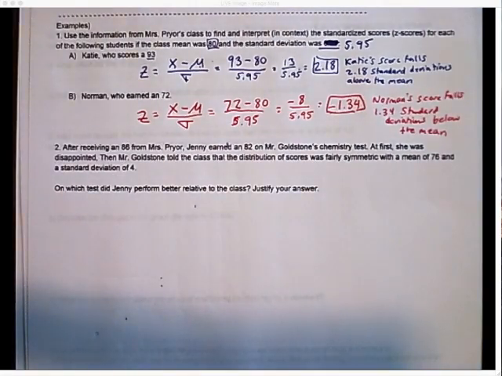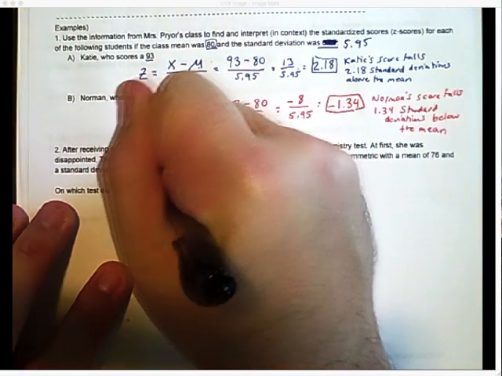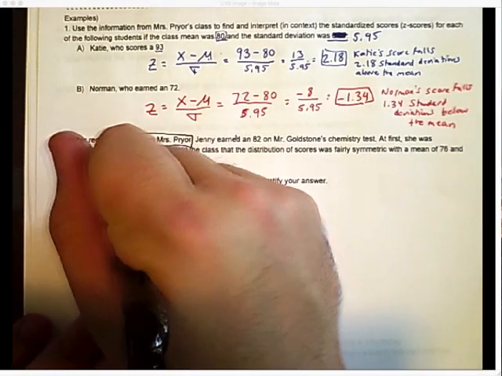All right, so let's look at number 2. It says, after receiving an 86 from Mrs. Pryor, Jenny earned an 82 on Mr. Goldstone's chemistry test. At first, she was disappointed. Then Mr. Goldstone told the class that the distribution of scores was fairly symmetric, with a mean of 76 and a standard deviation of 4. It says, on which test did Jenny perform better relative to the class? So the problem with just looking at scores, here was the information, here's her score on Mrs. Pryor's class. So let's figure out about Jenny.